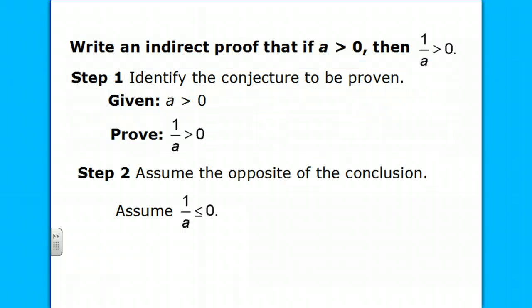Okay, here is one example laid out for you. Write an indirect proof that if A is greater than 0, then 1 over A is greater than 0. So first we identify the conjecture to be proven. Given A is greater than 0, we're asked to prove that 1 over A is greater than 0. So that was given, right? So we're going to assume the opposite of this conclusion. So let's assume the opposite, which would be 1 over A is no longer greater than 0, but is less than or equal to 0.